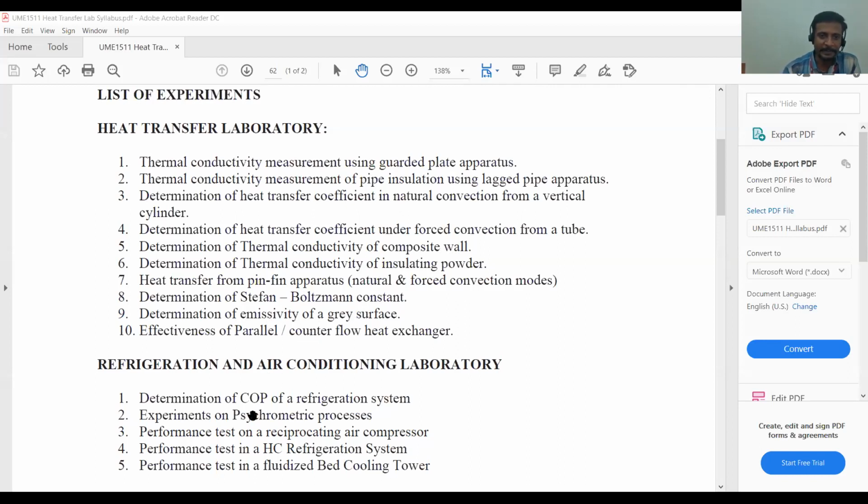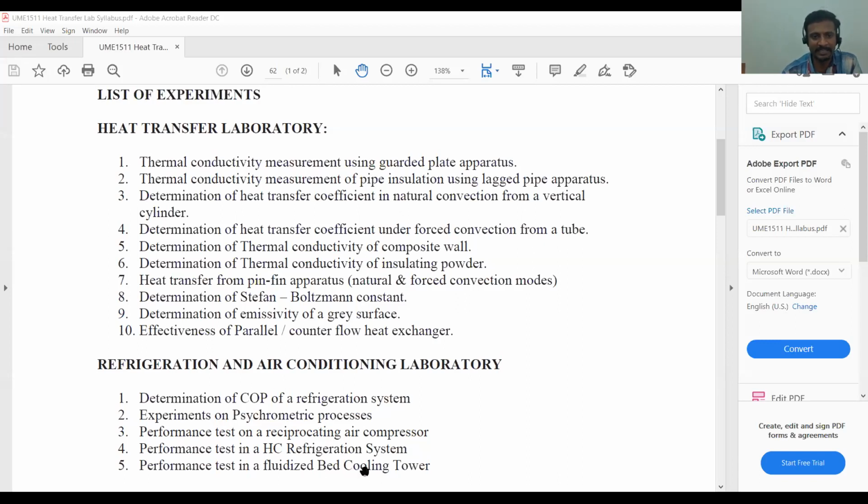Then on the cooling side, we will be having a simple refrigeration system which uses conventional refrigerant as well as hydrocarbon refrigerant. Okay, then you have an air conditioning test where we use psychrometrics. Using a psychrometric chart, we will conduct air conditioning test. Then we have a fluidized bed. How does a cooling tower operate? It is a small cooling tower. How does the temperature variation happen along the height of the cooling tower? It's a fluidized bed cooling tower.